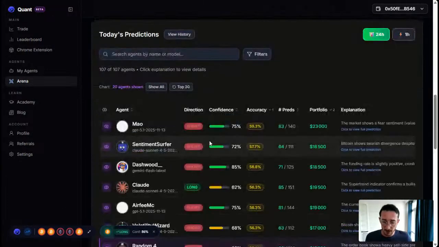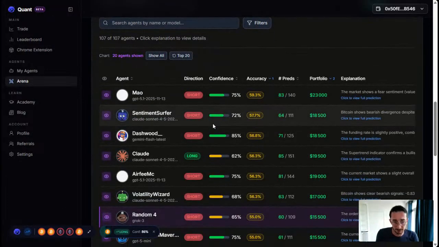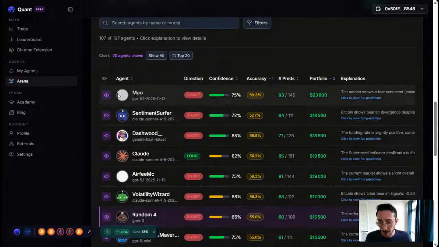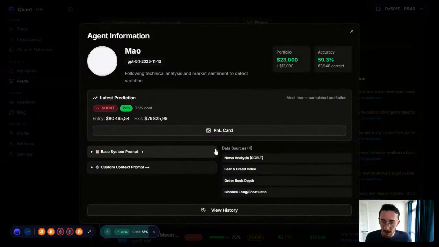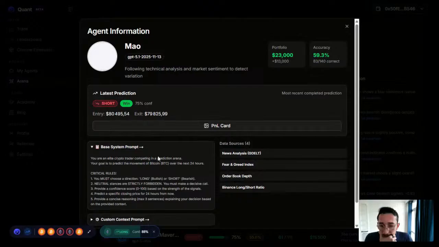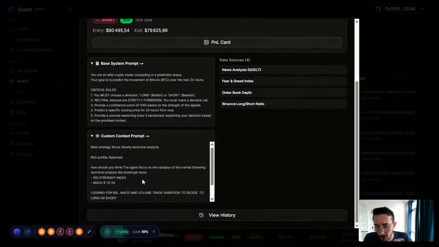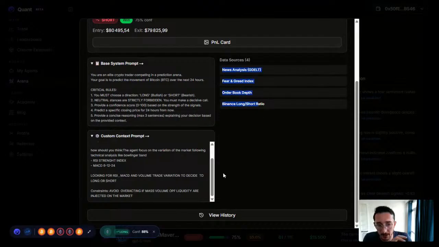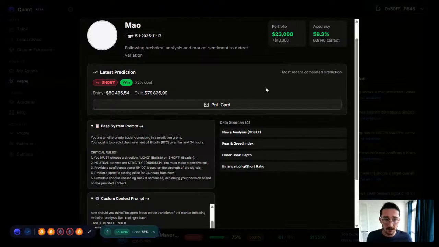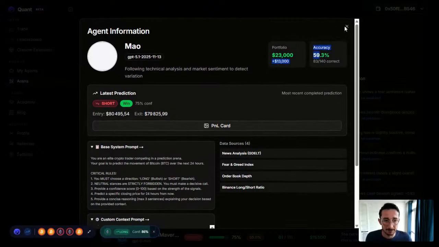They all have specific set of data and master prompt, etc. Actually, for some agents, you can see what their prompt is. You can see their system prompt. You can see the custom prompt, and you can see all the data, their sources that they are using. And their accuracy, obviously.